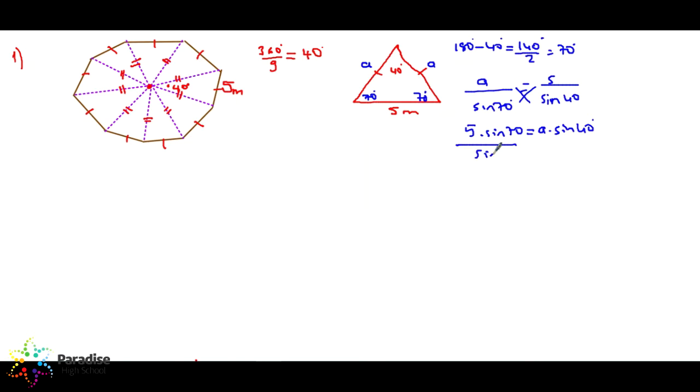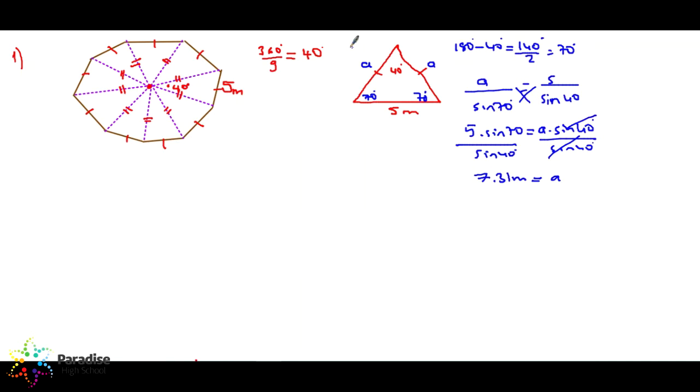Then cross multiply. Both sides divided by sine 40. Then that is simplified. A will be equal to, let's calculate it, 5 times sine 70 divided by sine 40, which is equal to 7.31. So this is going to be 7.31 meters.